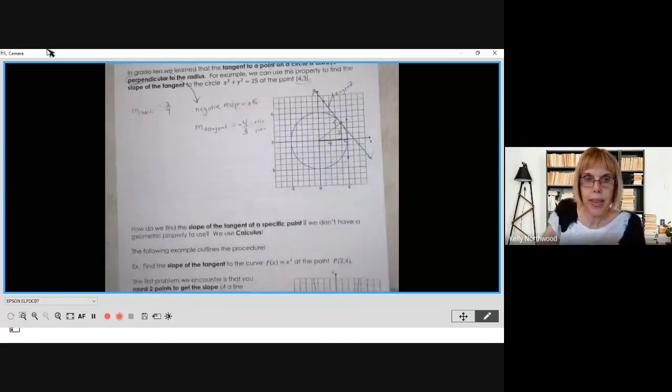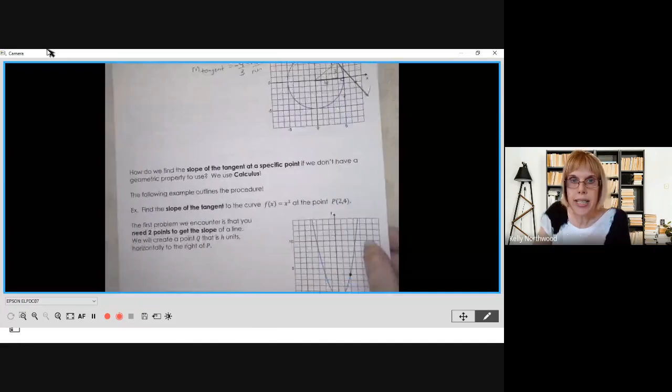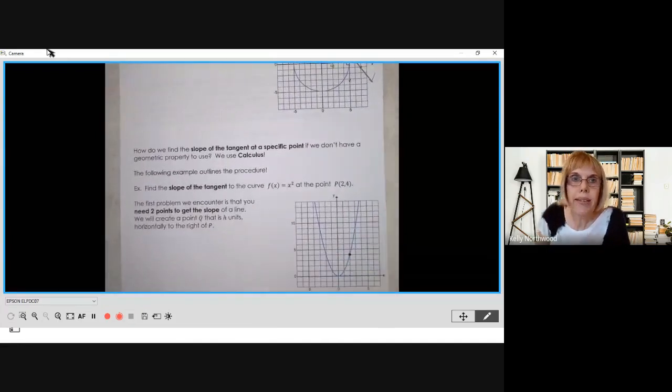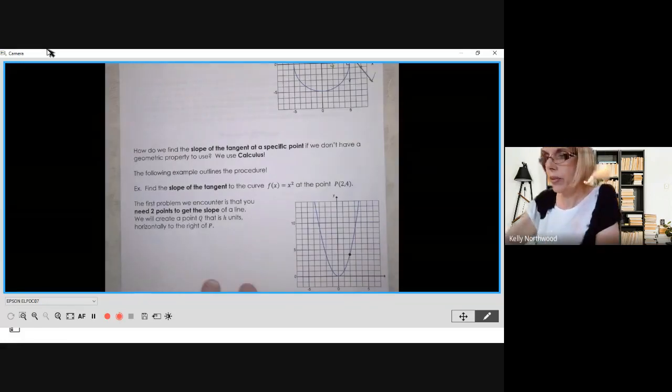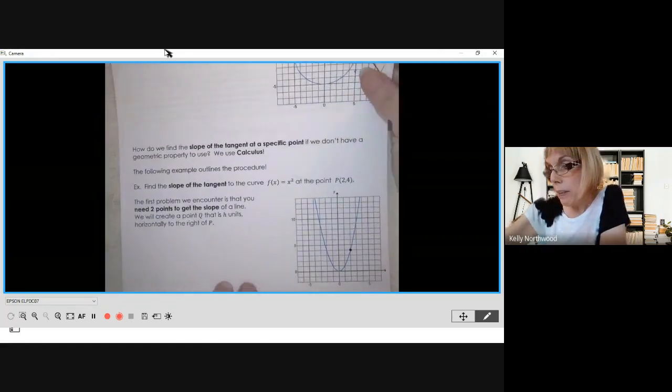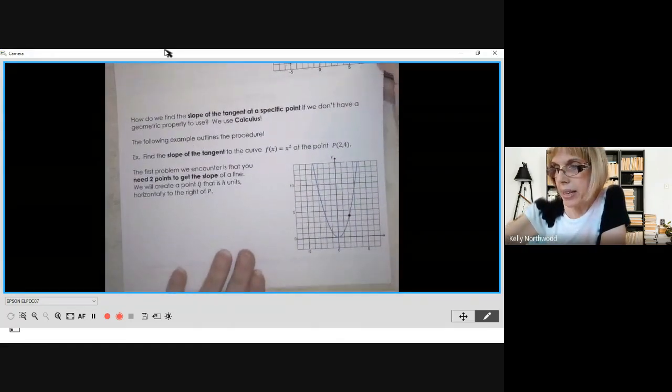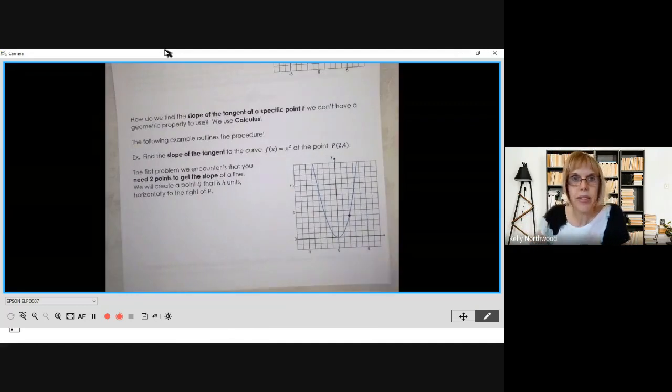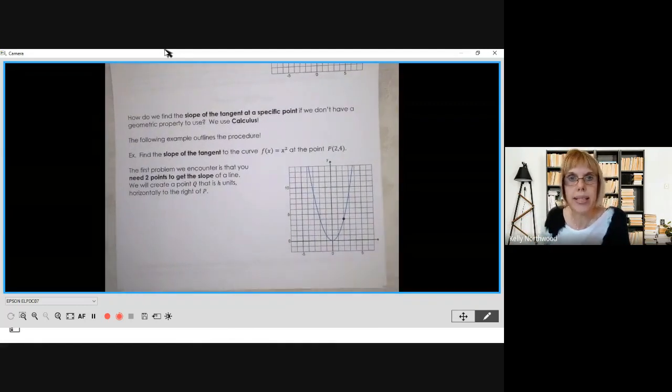Okay, so how do we find the slope of the tangent at a specific point if we don't have a geometric property like that to use? Well, we use calculus. So the following example outlines the procedure, okay? So this is kind of like the very first bare bones of calculus. This is how Newton came up with calculus, or this was his thinking behind it.